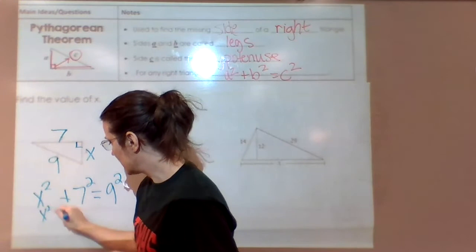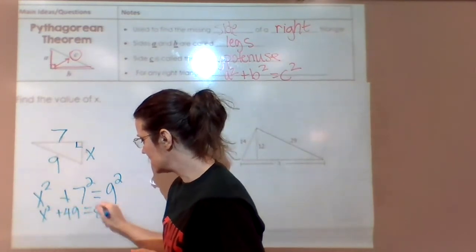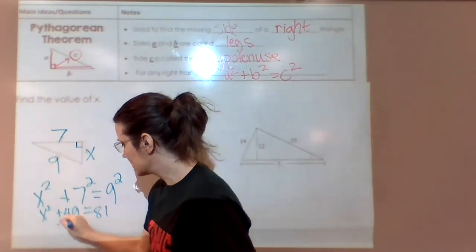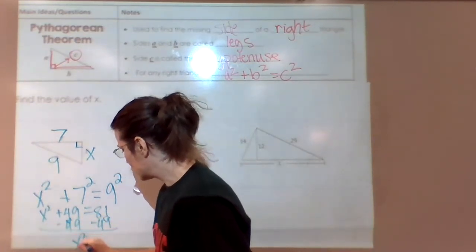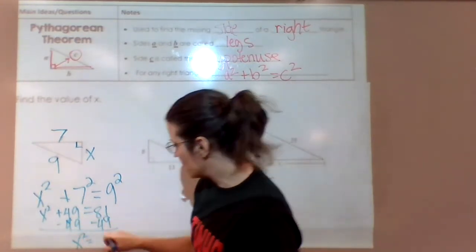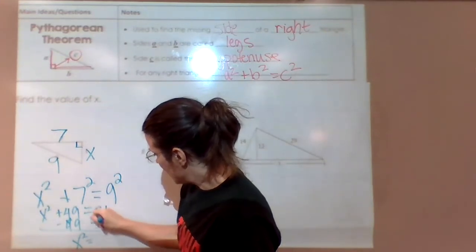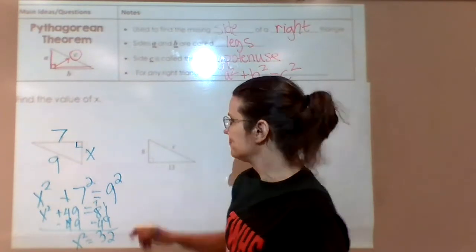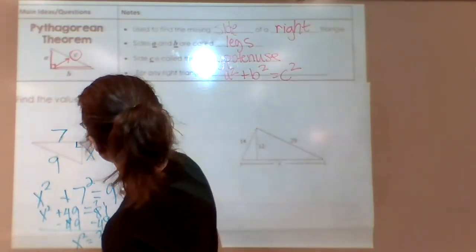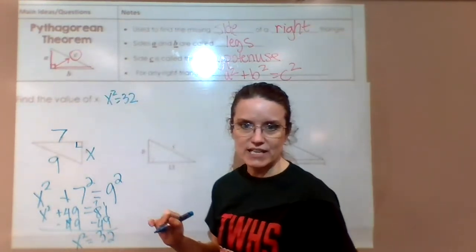x squared plus 49 equals 81. I have to subtract the 49 from both sides, and I get x squared equals whatever 81 minus 49 is. Let's see what it is. 8, that'll be 7, so 30. So I have x squared equals 32. Putting it up here so you can see it better.